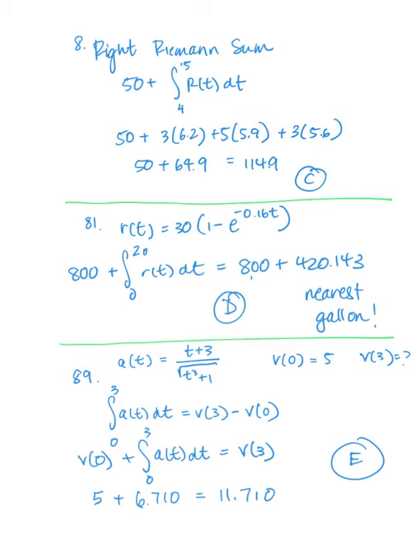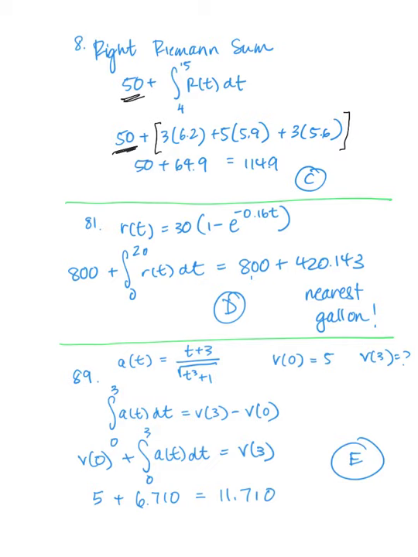Number 8 asks you to use a right-hand Riemann sum to approximate the number of liters of oil that are in the tank in 15 hours, or at t is equal to 15. Again, we start with this 50, our initial amount, and then we approximate the area underneath the curve with this right Riemann sum right here. Okay? And we get 50 plus 64.9, and again, this is probably without a calculator, but it might be with a calculator. And you get 114.9, or choice C.